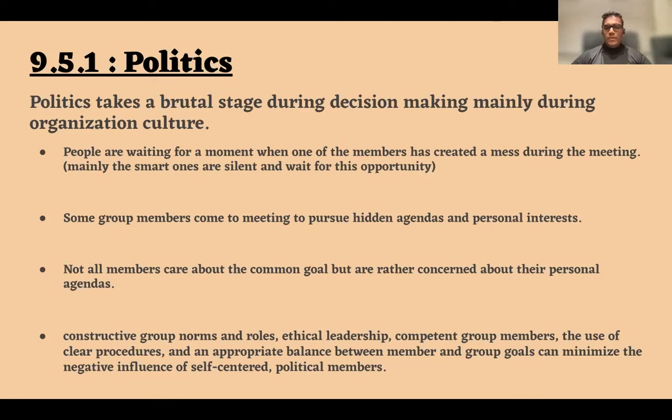And then if you see, not every group member is concerned about the agenda or the main goal of the group meeting. They have their own personal hidden agendas and personal interests that they are trying to achieve. So therefore, not every person cares about the common goal or the benefit of the group, but they're rather concerned about their personal agendas.